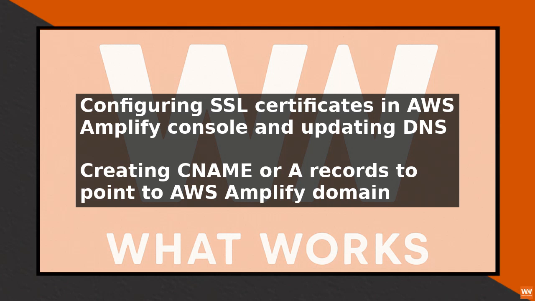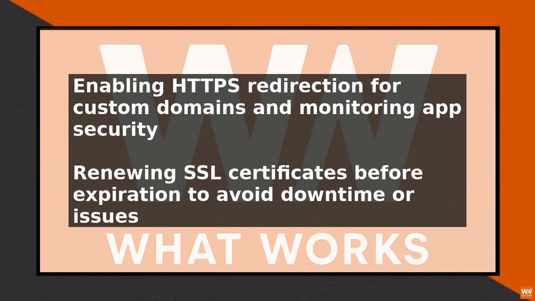To further enhance security, enable HTTPS redirection for your custom domain. This ensures that all traffic is redirected from HTTP to HTTPS, providing an additional layer of security. You can do this by selecting the custom domain in the AWS Amplify console and clicking on the Edit button next to the domain. Then selecting the Redirect All Requests to HTTPS option.